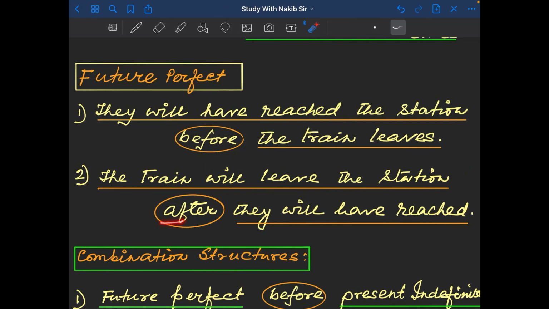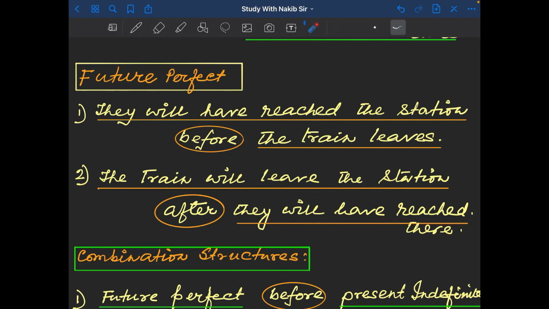Then after, they will have reached there. They will have reached the station. So the sentence is, the train will leave the station after they will have reached there.